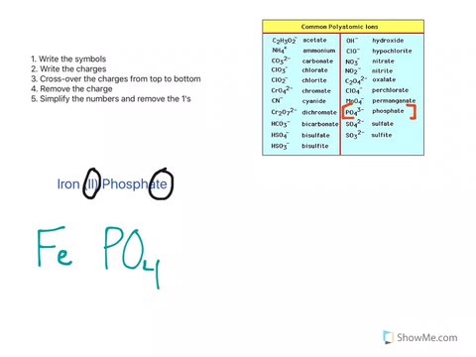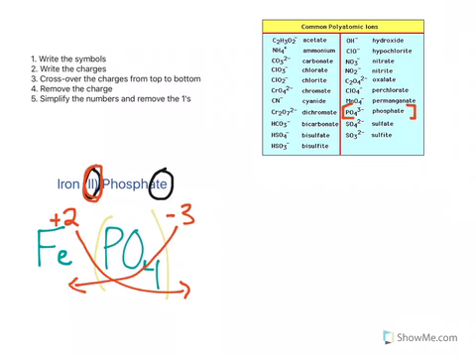Remember I have to keep my ionic charge on the outside, so I'm going to write parentheses. It says that it's a -3. Remember that our Roman numeral is always going to tell us the ionic charge of the transition metal. And because it is a metal, it's going to be a cation, which is a positive ion. So we have +2. I'm going to cross over the charges from top to bottom. The 2 will go right here. The 3 will go right here.